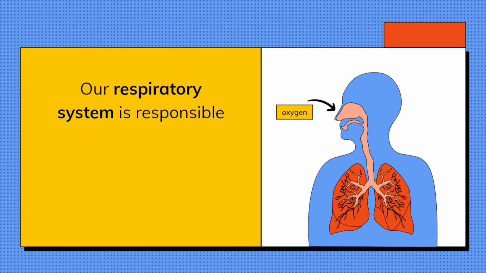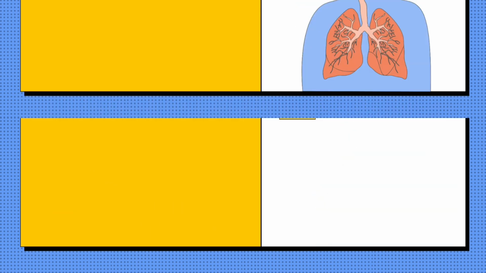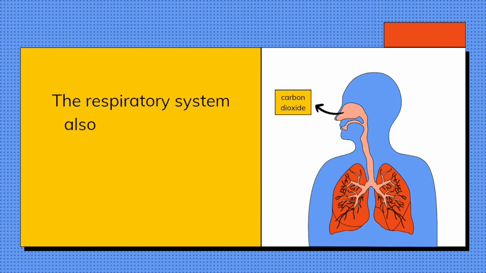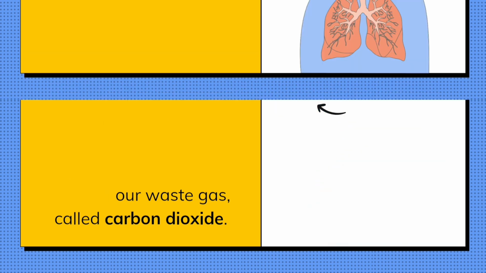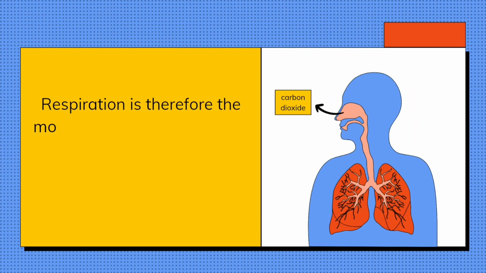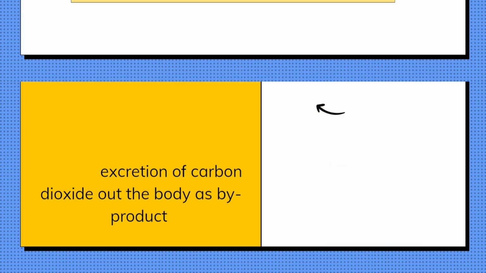Our respiratory system is responsible for bringing air into the body from which we can get oxygen, and this oxygen is essential for our body's function. The respiratory system also moves air back and out of the body. The exhaled air contains more of our waste gas called carbon dioxide. Respiration is therefore the movement of oxygen into the body for metabolic activities and the excretion of carbon dioxide out of the body as a byproduct.